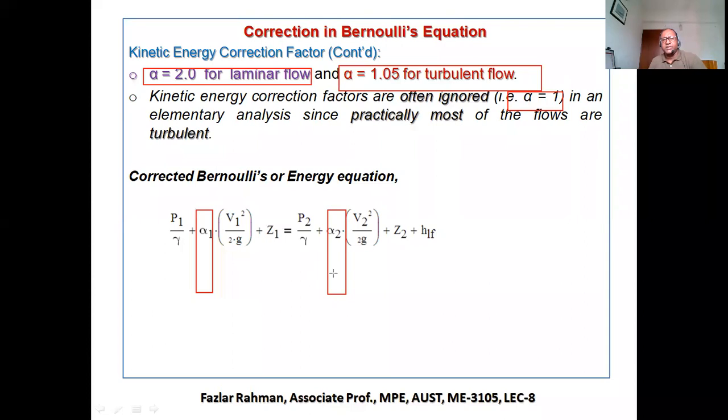So that is the reason that sometimes you have to work with extreme accuracy. Okay.